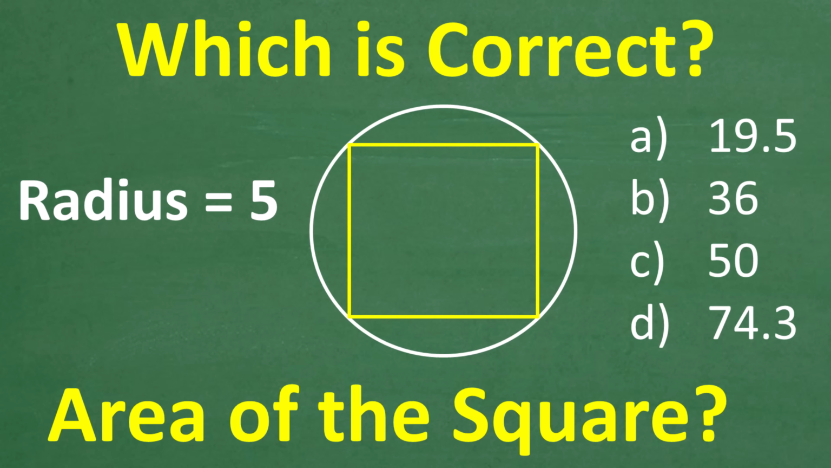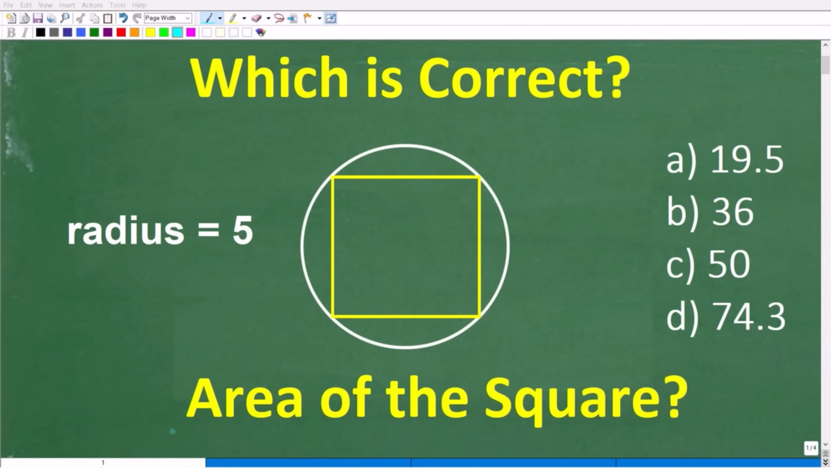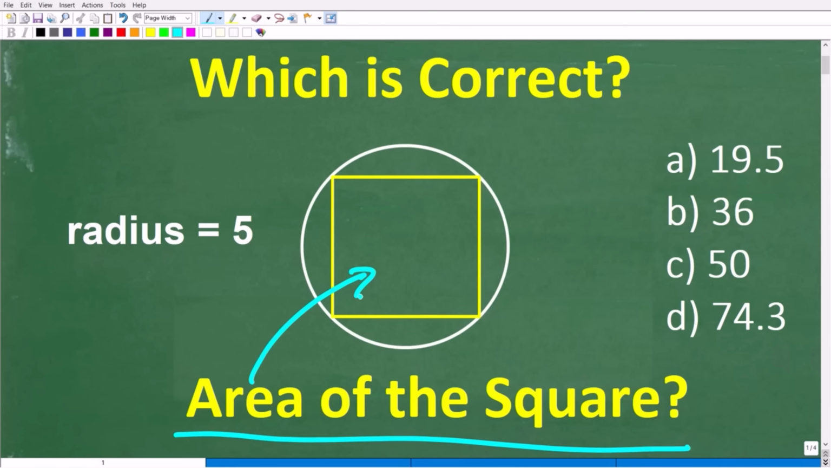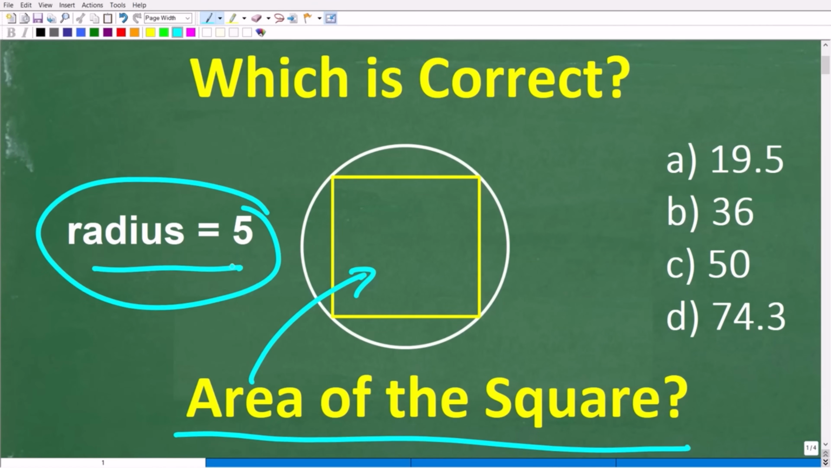So let's see if we can figure out how to solve this interesting math problem. Now, at first glance, this is going to seem quite difficult to a lot of you out there, but this is not that hard, so don't give up too quickly. The situation is we have a square inscribed in a circle, and we want to find the area of this square right here. And the only information that we have is that the radius of this circle is 5.